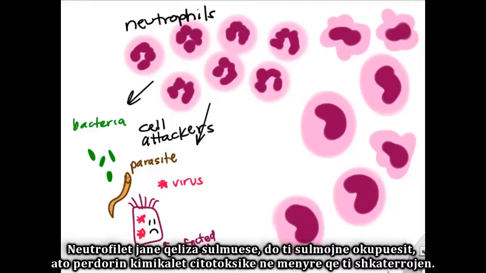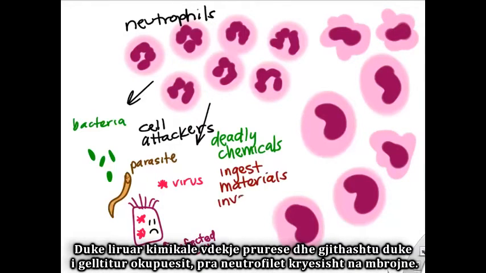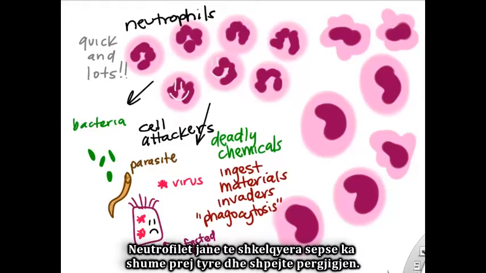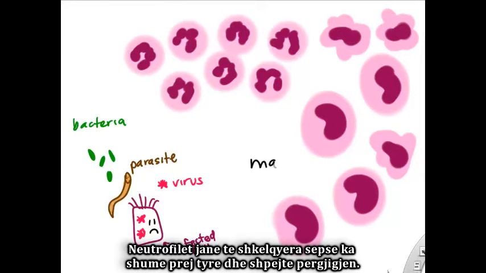They're going to attack the invaders, and they use cytotoxic chemicals that can try to destroy them. By releasing deadly chemicals and also ingesting the invaders, basically the neutrophils can protect you. When an immune cell ingests something, we call it phagocytosis. So neutrophils are great because there's lots of them, and they're very quick to respond.